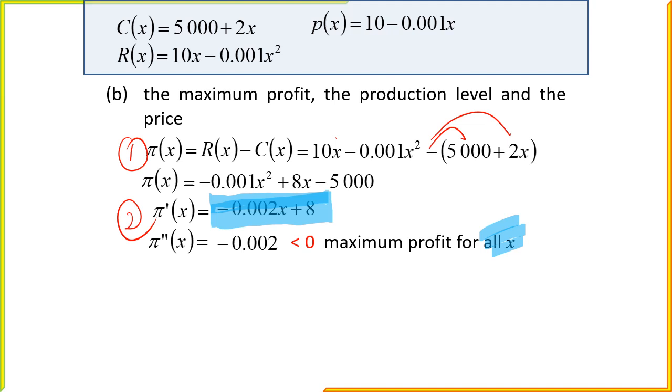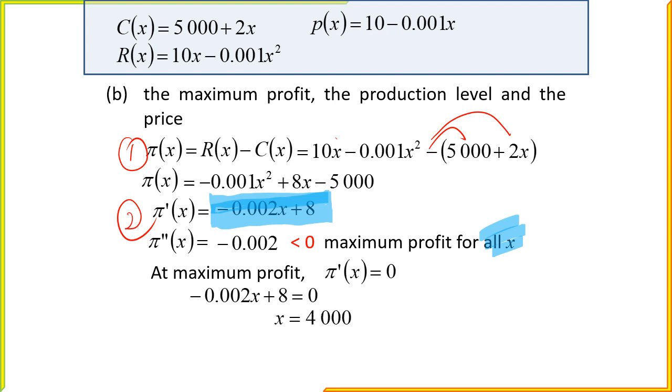So now the third step is to find the value of x when the maximum profit exists. So we just equate pi prime x with 0. Negative 0.002x plus 8 is equal to 0. So x is equal to 4,000. So we have the quantity of product that we need to sell in order to get the maximum profit.